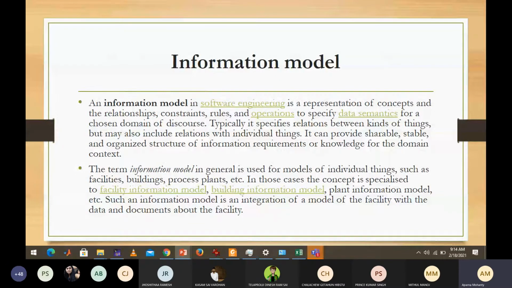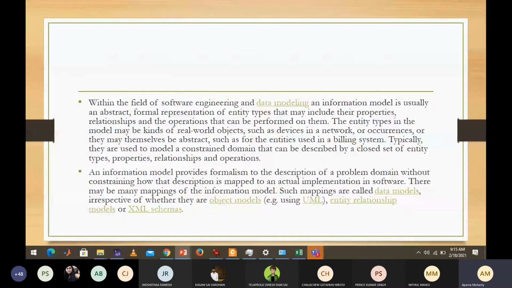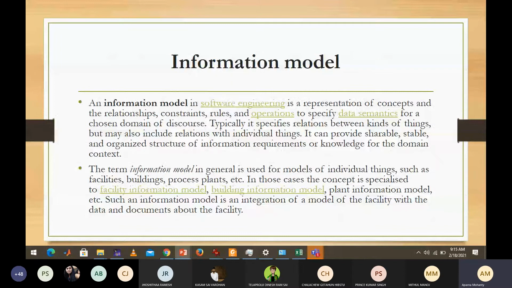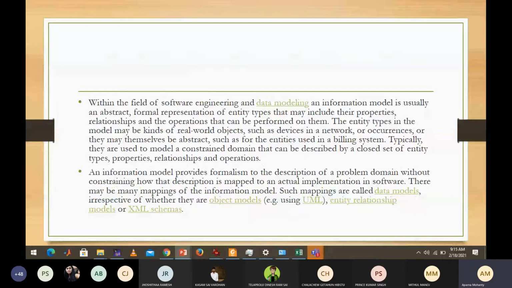Let me not jumble up within this. Just try to understand that information is a superior, processed form of data, and model means you will be representing that. A model means you need to be able to represent it in a proper form. In this information model, modeling is possible because either you use UML or an entity relationship model or XML schemas. These are the approaches using which you do the information modeling.